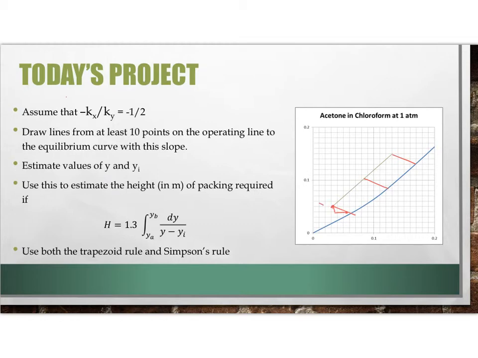So this is y1, this is yi1. At my next point, this is y2. This is yi2. y3, yi3. Now you'll be doing many more points than this, a minimum of 10. And remember, you're going to be doing this for the trapezoid rule and Simpson's rule. When you do this, it's just a matter of reading the scale and finding the y value for these.